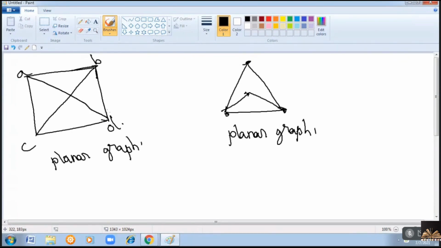Now, assume that the graph is like this. What type of graph is it, ma? It is a complete graph with 4 vertices, right? Now, are there any edge crossings in a complete graph with 4 vertices? Do we have any edge crossings, ma? Yes, there is an edge crossing in a complete graph, right?